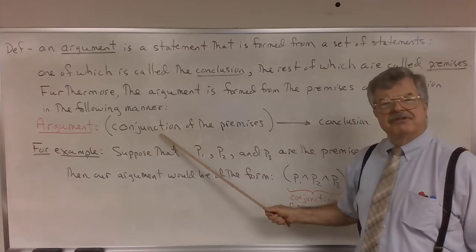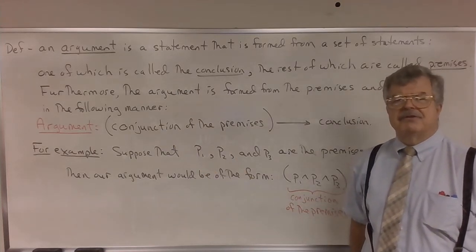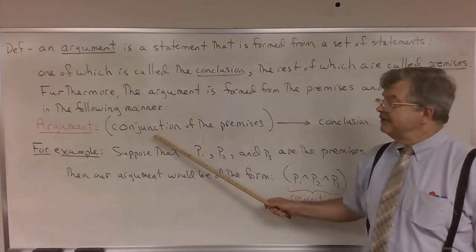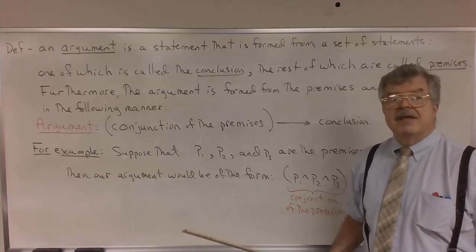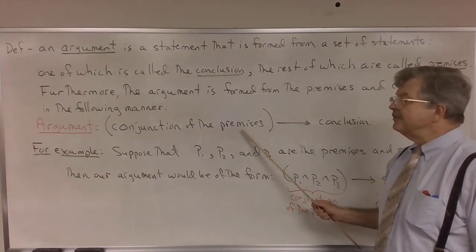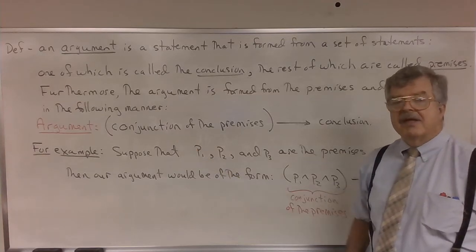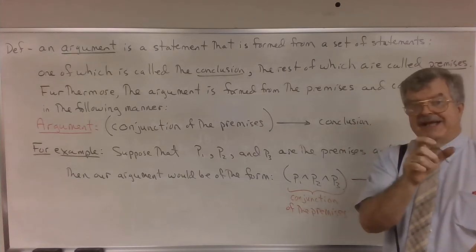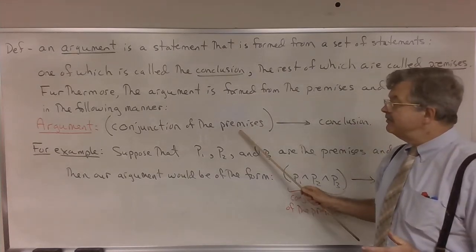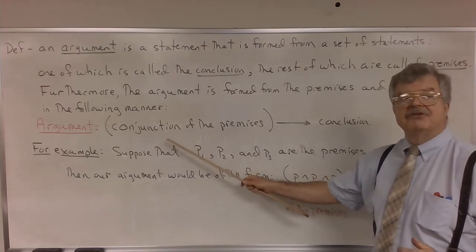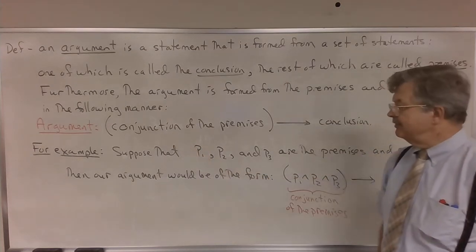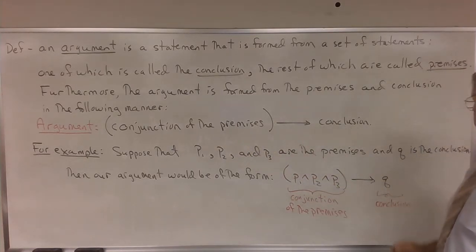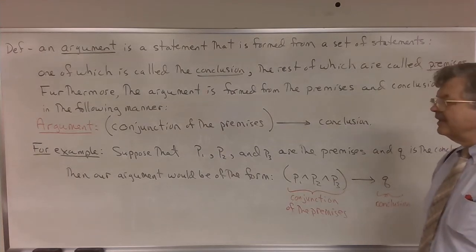And conjunction. I don't use that word too often, so maybe you don't remember what it means. But essentially a conjunction is an and statement. So if we have two or more premises and we're joining them with a conjunction, we have premise 1 and premise 2 and premise 3 and premise 4. A bunch of premises joined together with and operators. And this conjunction of the premises implies the conclusion, or at least that's what the argument tells us.